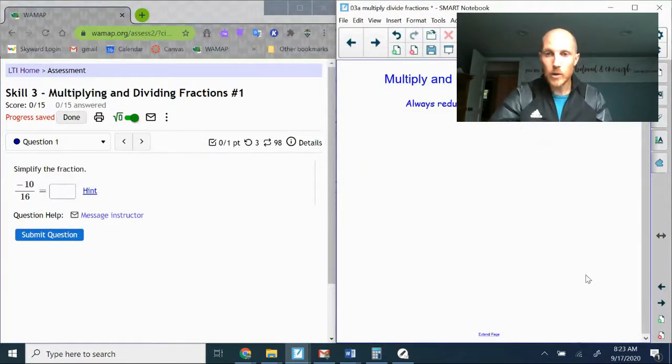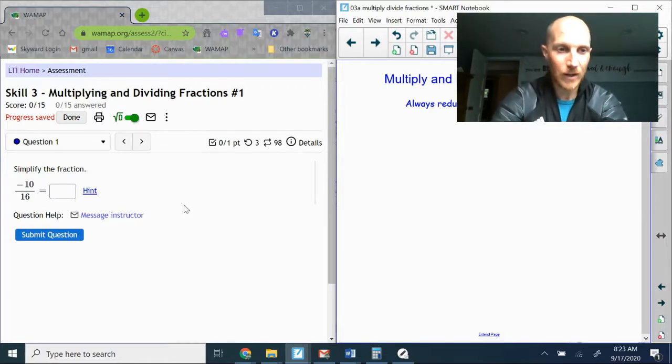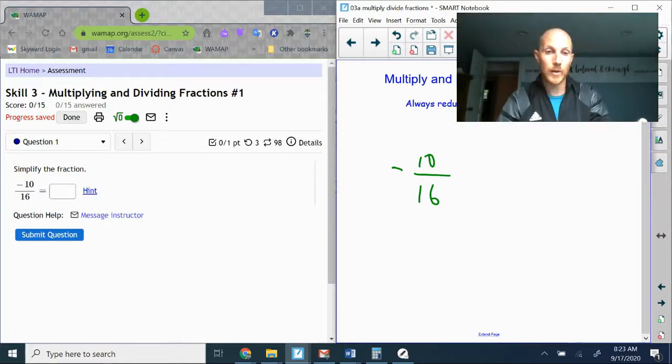All right, so let's take a look at a couple of example problems from our WAMAP. The first one says to simplify the fraction, which means the same thing as reduce. So I've got negative 10 over 16, and I type my answer in here. The thing I want to do here to reduce is ask myself, are there any numbers I can think of that will multiply into 10 and will multiply into 16?